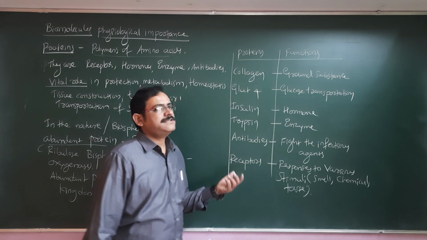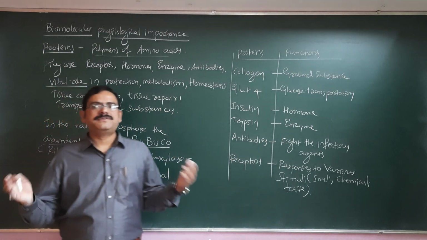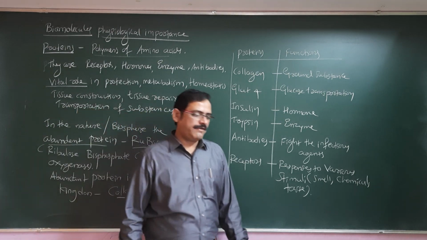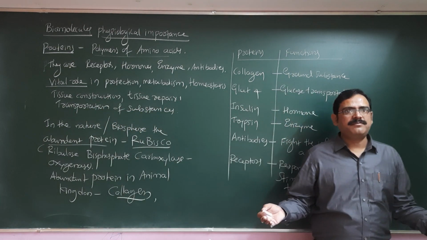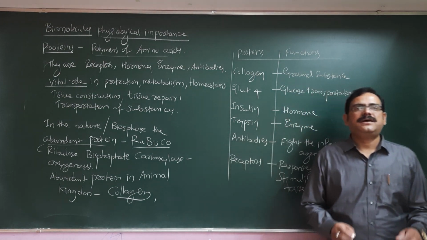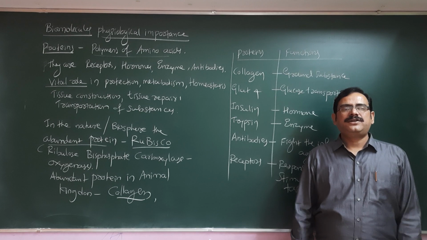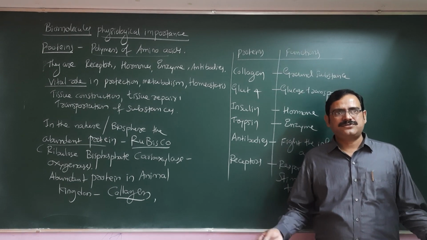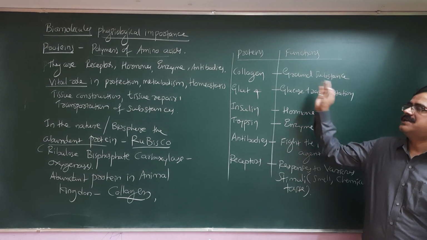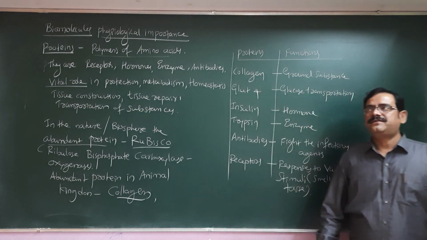So thus collagen is a ground substance. You might have studied the structural organization in animals. There we can find collagen fibers. Collagen fibers are very essential mainly in tissues such as the cartilaginous tissues, so connective tissues. We can find the presence of collagen and it is a ground substance.